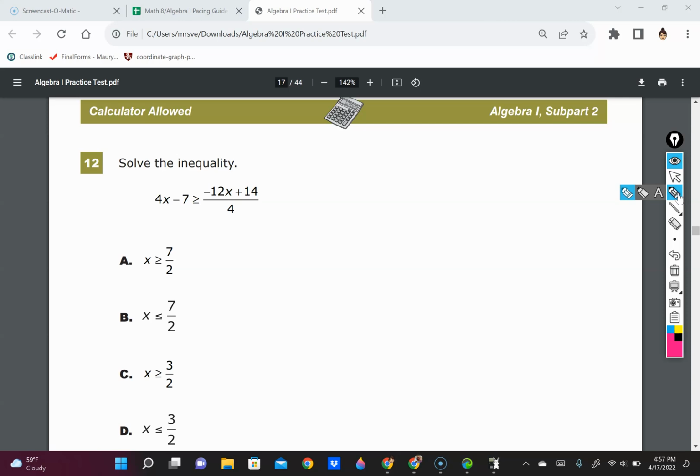Solve the inequality. The first thing we want to do is get rid of our denominator. Multiply everything by your denominator. It cancels out on the right-hand side. On the left-hand side, we're going to have to use the distributive property. 4 times 4 gives us 16x. 4 times 7 gives us 28, greater than or equal to negative 12x plus 14.